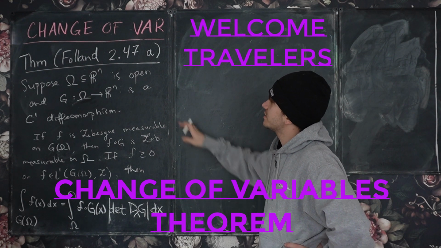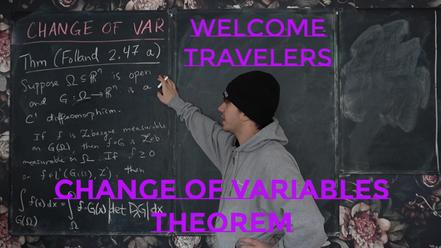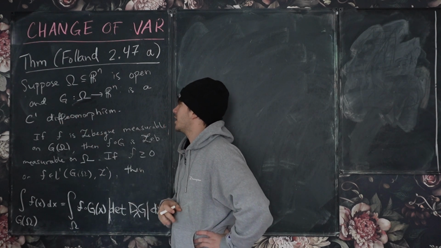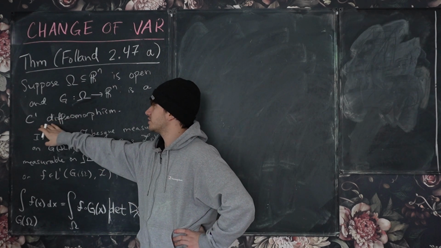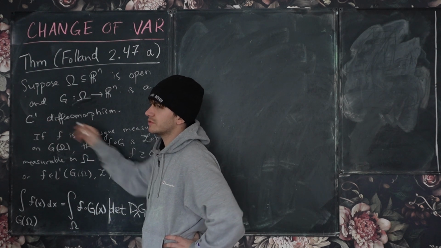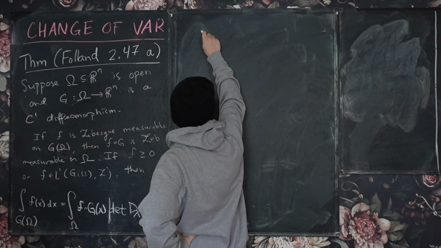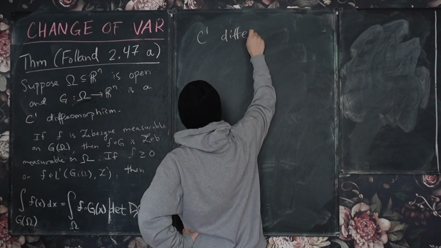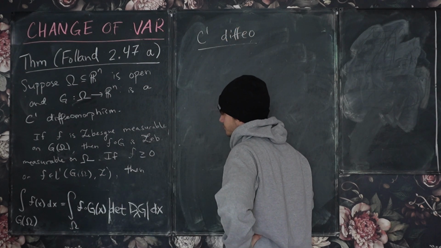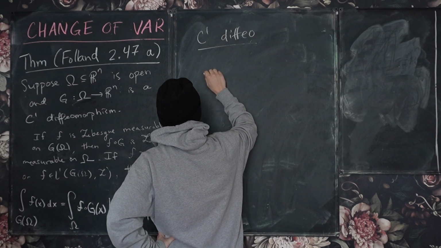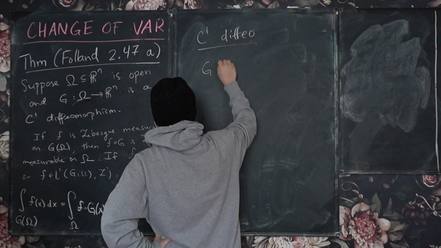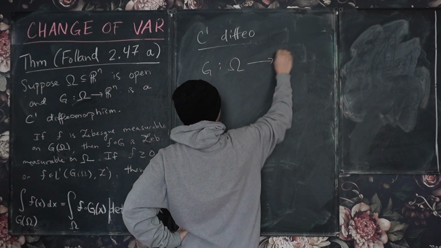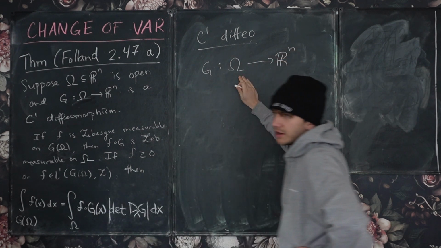We're given an open set of Rn and a change of variables g. And we're requiring that g is what's called a C1 diffeomorphism. So let's just explain what that means. If I look at g, it's a mapping from omega into Rn, and omega is a subset of Rn.